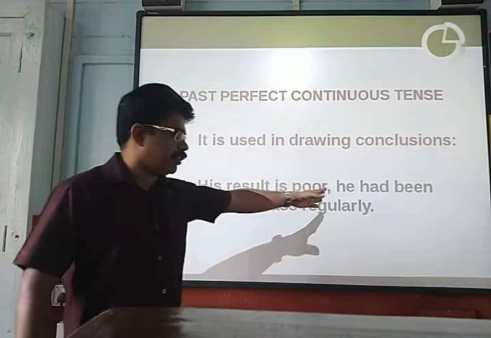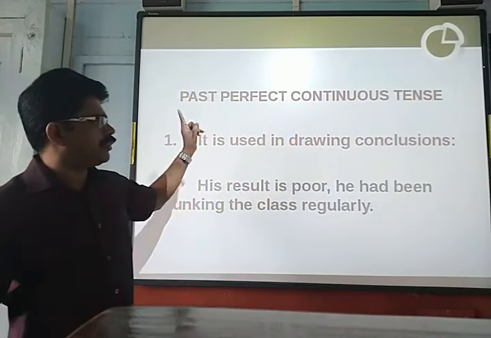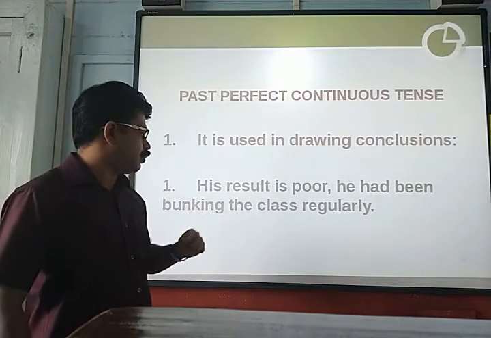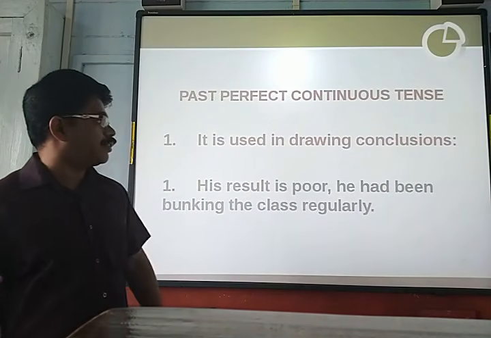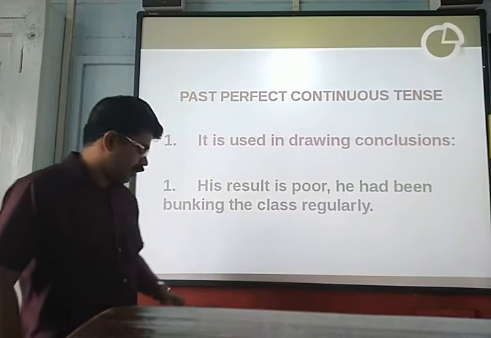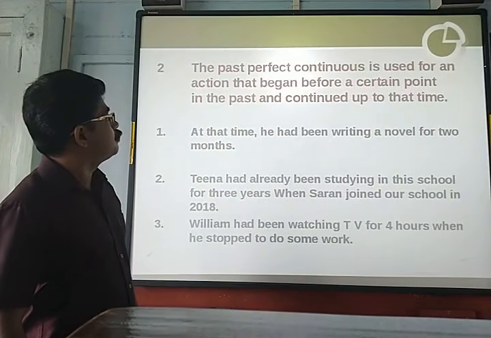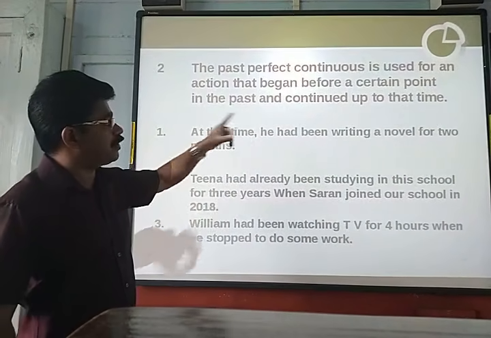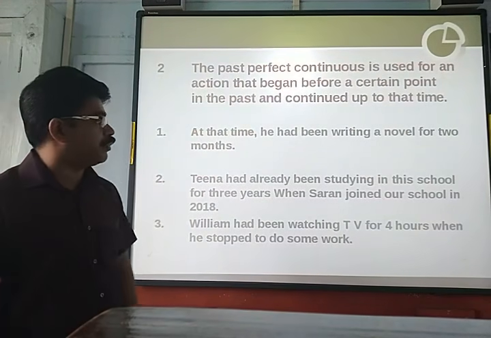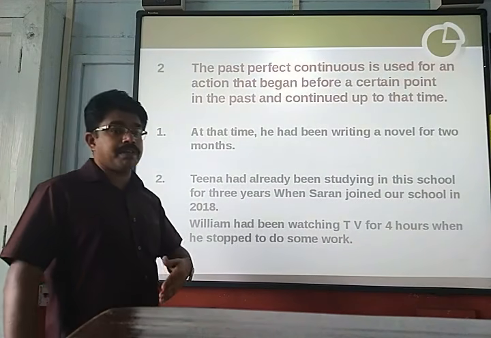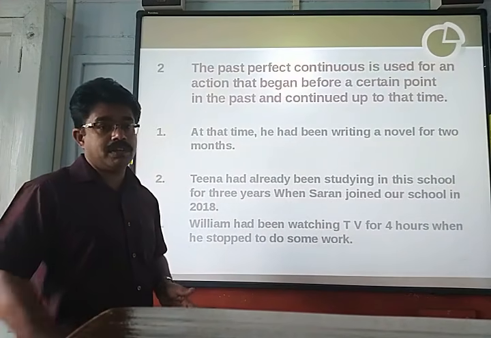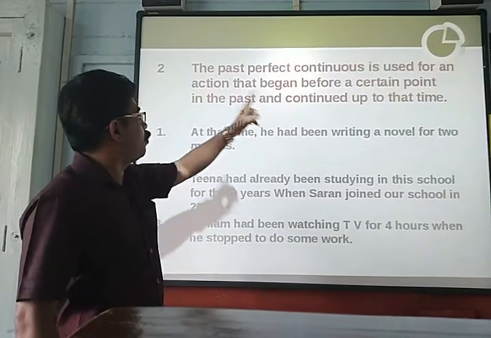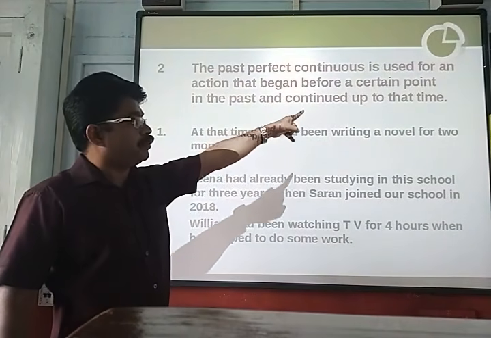going on. So here, almost like the previous past perfect continuous tense, we said it is given an explanation. So here also it comes that he had been bunking the class regularly. The past perfect continuous is used for an action that began before a certain point in the past and continued up to that time. An activity that started in the past and continued for some more time, up to a certain point in the past.